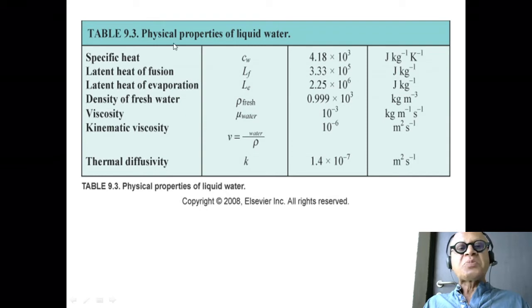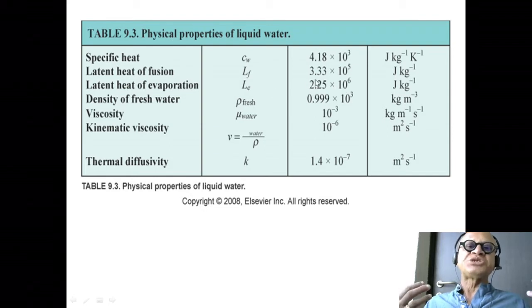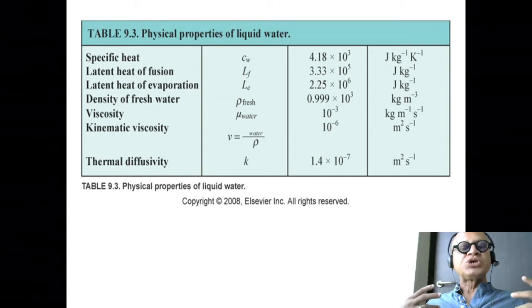So talking about properties, these are physical properties of liquid water. Specific heat, 4.18 times 10 to the 3 joules per kilogram per Kelvin. This is much higher than air, of course. Latent heat of fusion, latent heat of evaporation, which is important because that's the energy exchange between the ocean and the atmosphere.